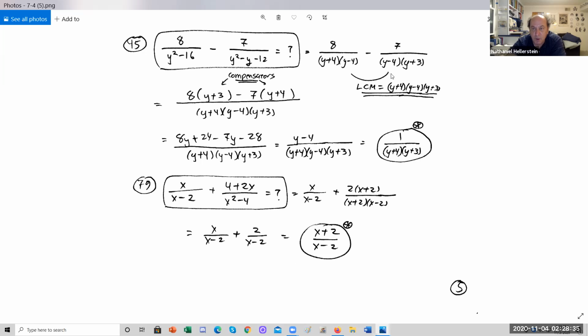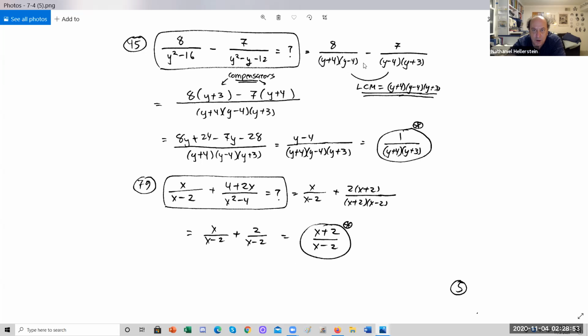Okay, we want a multiple, the least common multiple. Well, it needs a y plus 4. It only needs y minus 4 once, so we put that here. And it also needs a y plus 3, so it's this, y plus 4, y minus 4 times y plus 3. There it is, the new denominator.